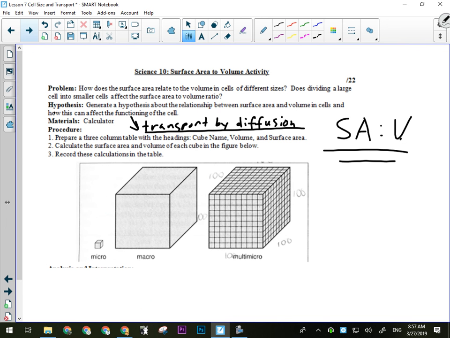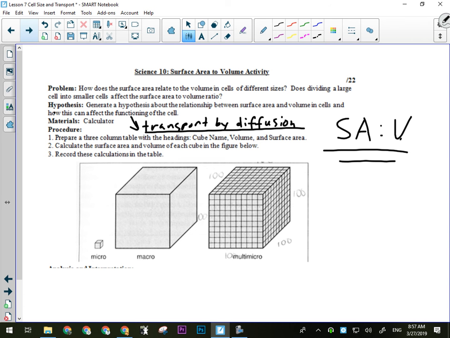So here is the activity that we are going to do in class. We're going to do part of it. We'll do the calculations together here, so that'll save you time. The problem we're investigating is how does the surface area relate to volume in cells of different sizes? Does dividing a cell into smaller cells affect the surface area to volume ratio? We just talked about that, and the answer is definitely. If a cell divides, does it solve its surface area to volume ratio problem? Yes, it has just cut its volume in half, and has not as much reduced its surface area.